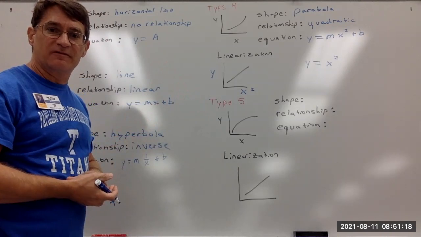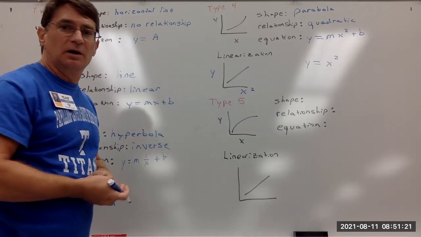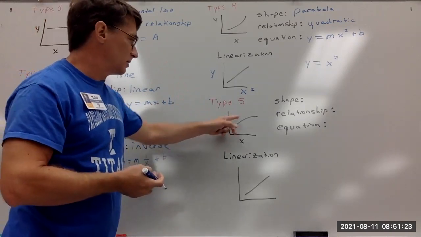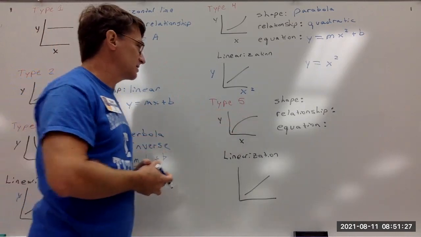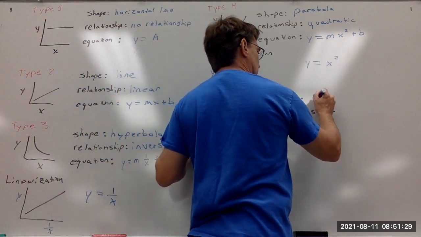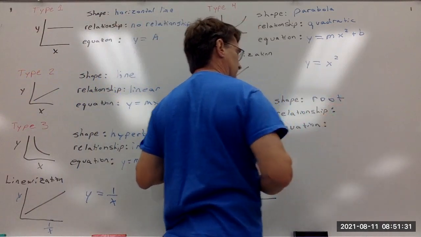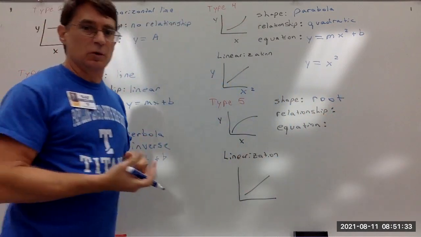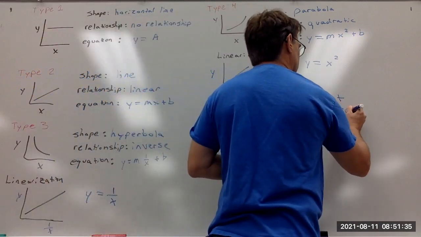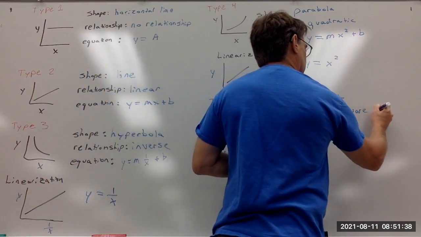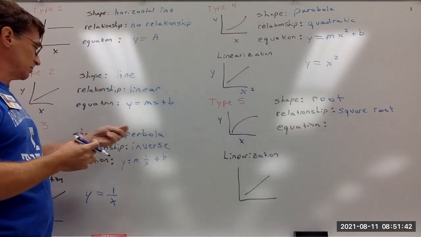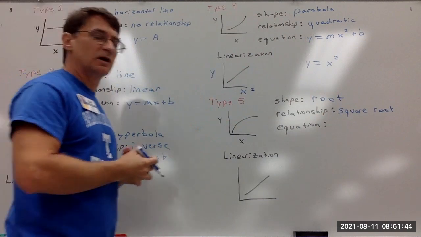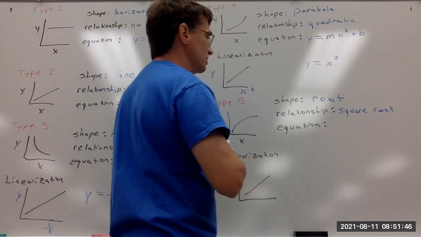Finally, the last one, type 5. This is a little weird. Maybe I think some of you have seen this also in math class. The shape is a square root graph, called a root graph. The relationship is a square root. That's not a math term necessarily in terms of things like parabolas and hyperbolas. We don't say root graph is a mathematical shape, but that's okay.